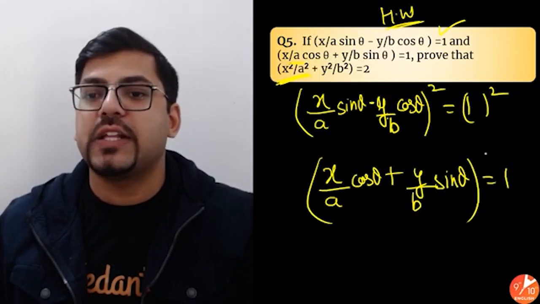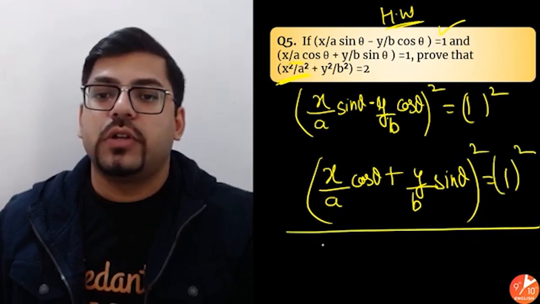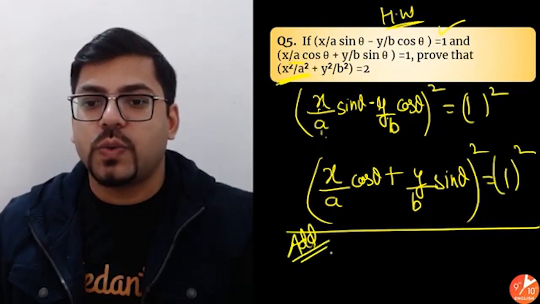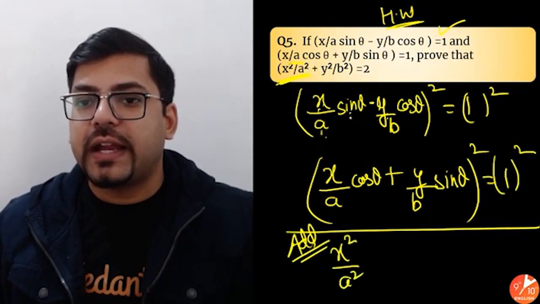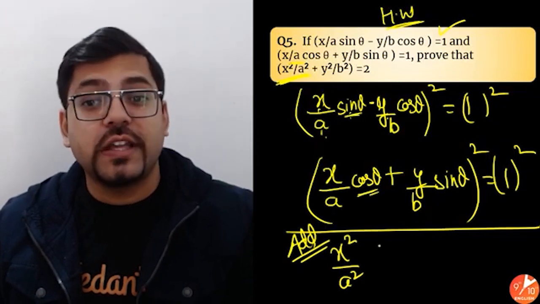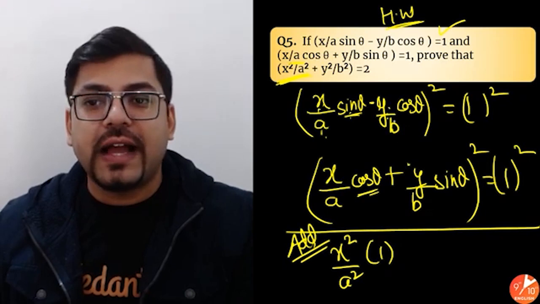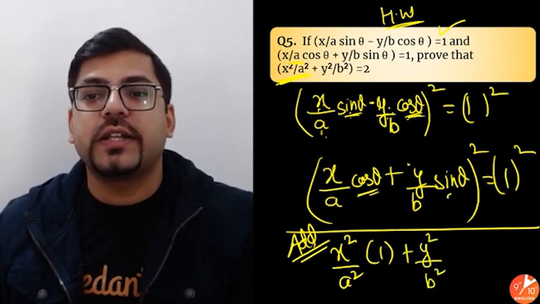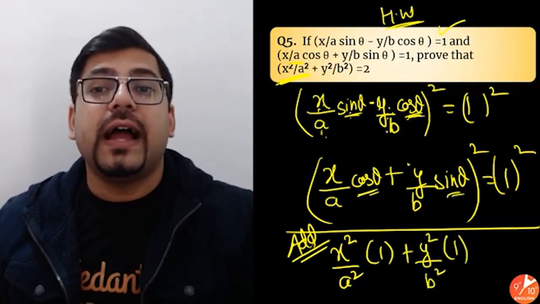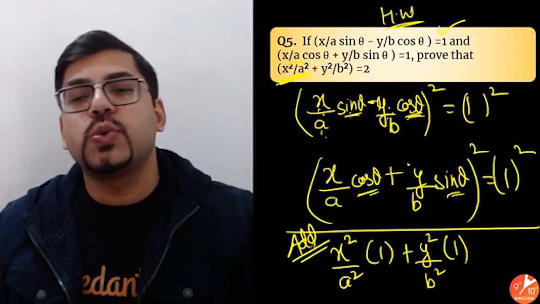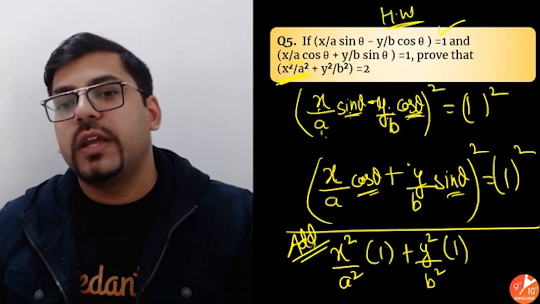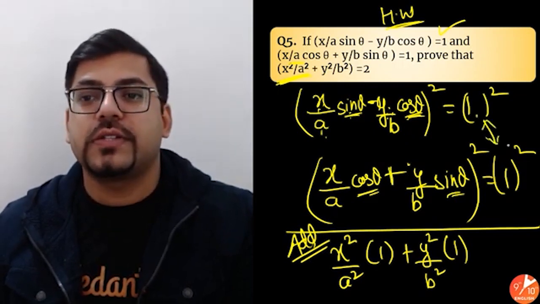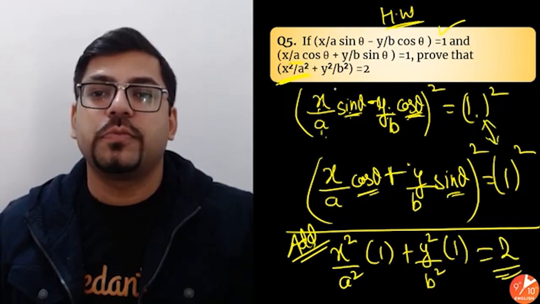You will square them as well, and then you will add them. You have to do exactly the same thing. If you add them, x square by a square, in bracket you will get sine square theta plus cos square theta, which is eventually 1. Similarly, for the y term, y square by b square, in bracket you will get cos square theta plus sine square theta, which is again 1. And here, since it is a minus, you will get minus 2x by a, y by b, sine cos. Here you will get plus because it's a plus. And if you add these two, that is your answer, 1 plus 1, 2. That is what we had to prove.